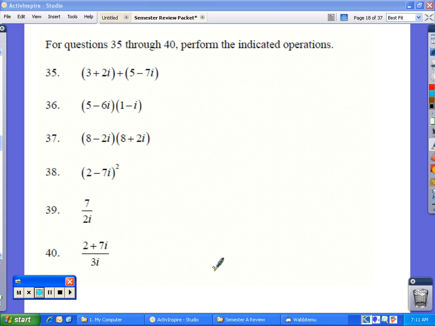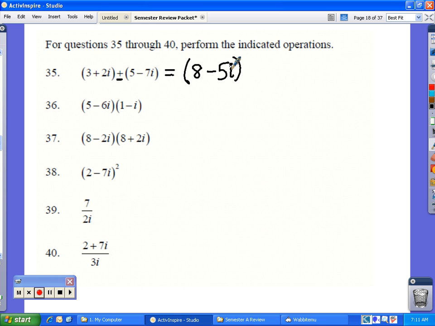Okay, so for questions 35 through 40, we are going to perform operations on complex numbers. For number 35, we are just adding the two numbers together. So therefore, I just add the real parts and add the imaginary parts. So 3 plus 5 and 2i plus negative 7i. So 3 plus 5 is 8. 2i plus negative 7i is negative 5i. So my answer is 8 minus 5i.